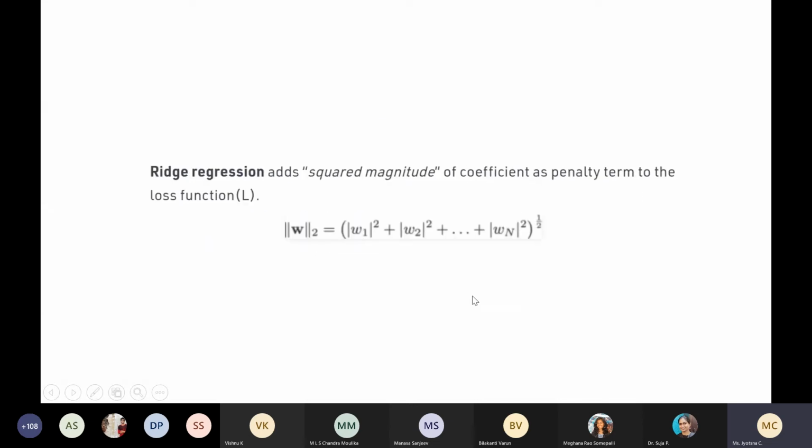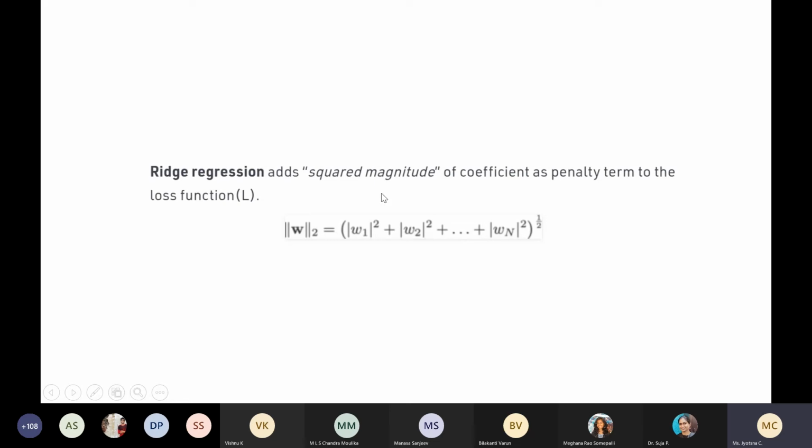That is L1 regularization. L2 regularization is called ridge regression. In that you can see the absolute value square is found out, and its sum and the square root. So the square root of the sum of the squares of all the weights. That is the L2 regularization term.